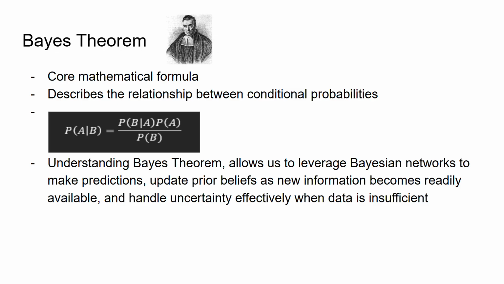The probability of A given B is equal to the probability of B given A times the probability of A, divided by the probability of B, where the probability of A given B is the probability of an event A occurring, given event B has already occurred. Probability of B given A is the probability of event B occurring, given event A has already occurred. Probability of A and probability of B are the prior probabilities of events A and B occurring independent of each other.